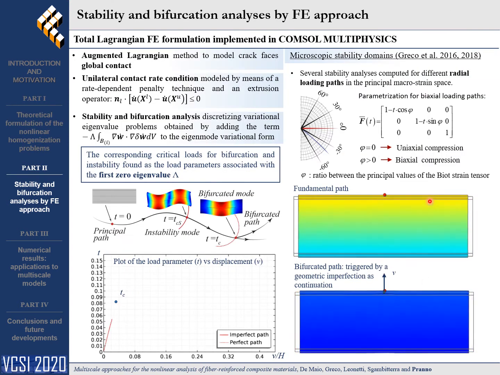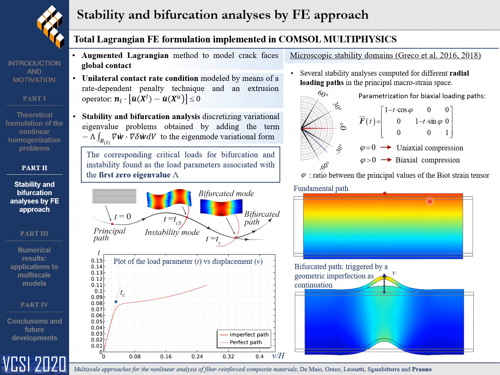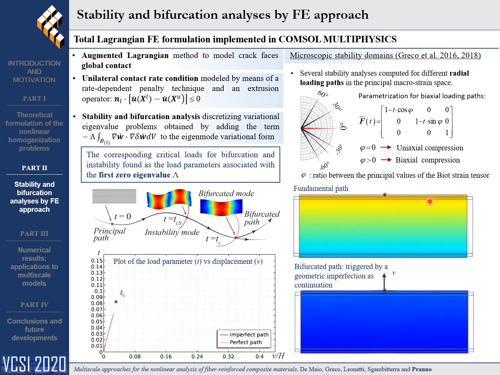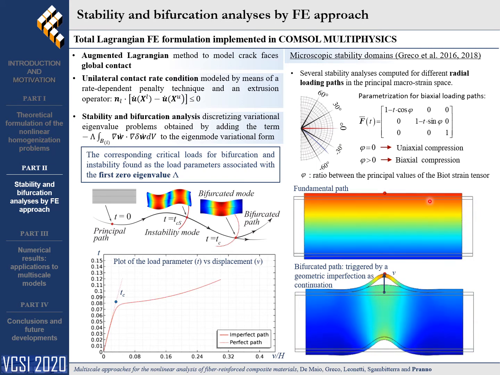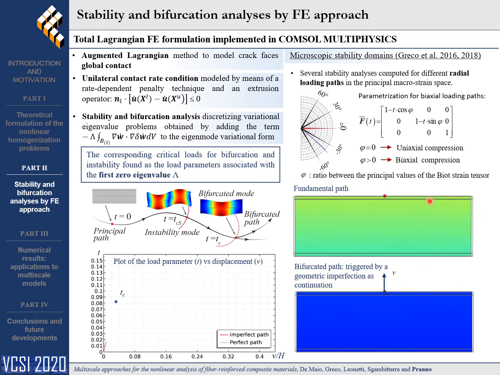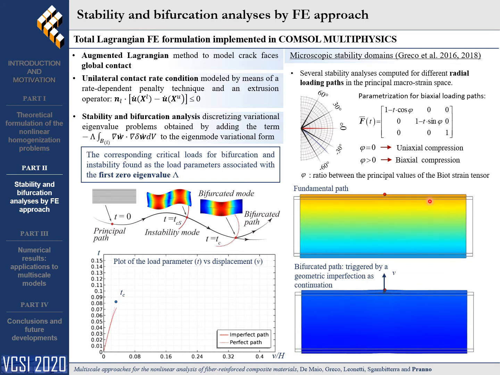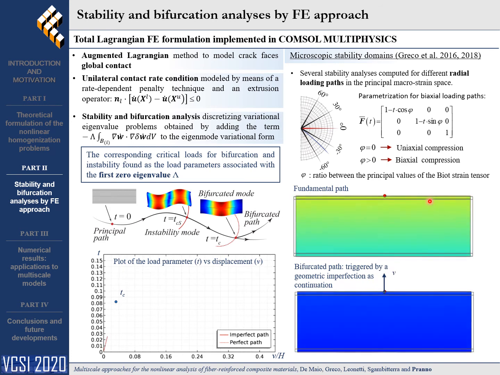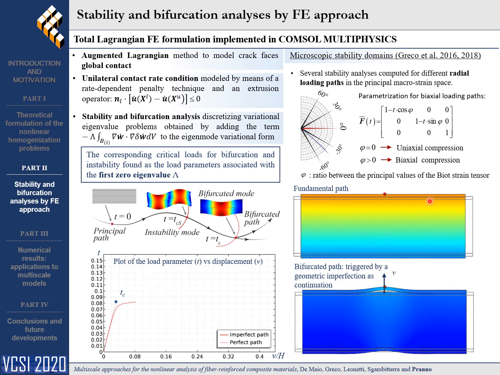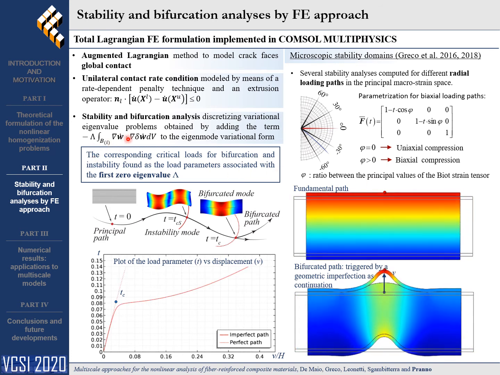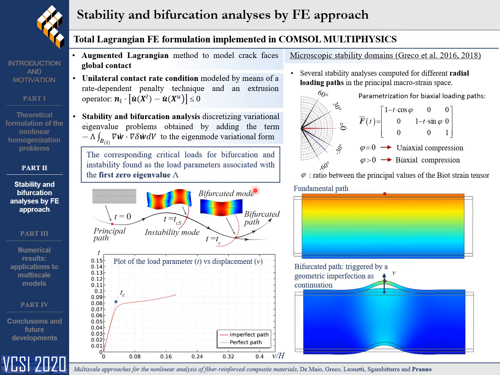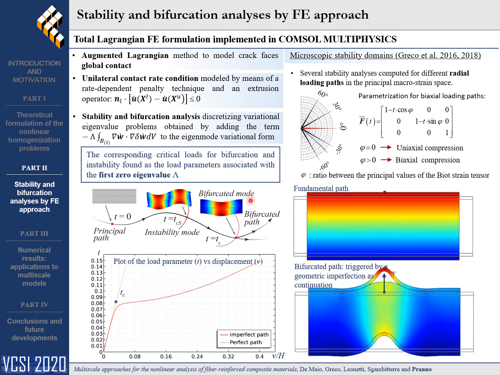Regarding the computational implementation, a one-way coupled finite element model is adopted to compute in a sequential way the principal solution of the unit cell and the associated eigenvalue problem, providing the stability load factor for a given macrostrain path. The incremental boundary value problem for the microscopic stability analysis is obtained by adding this eigenvalue term to the weak formulation. The corresponding critical load level can be found as the load parameter associated with the lowest zero eigenvalue.